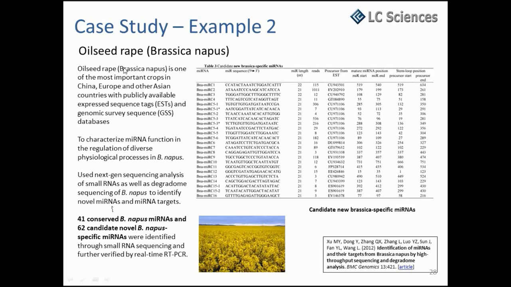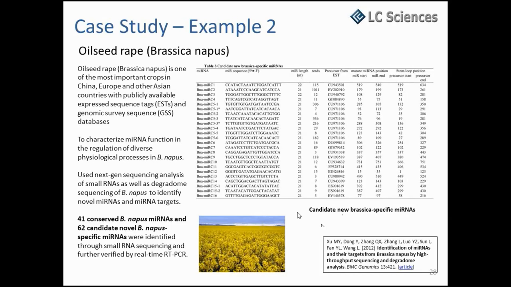we give another example, which is on oilseed rape. In this one, we identified 41 conserved microRNAs for oilseed rape and 62 novel candidates for specific microRNAs. Because this one doesn't have microRNAs listed in miRBase, we found conserved ones, which means microRNAs reported from other species, but they share the same sequence in oilseed rape.